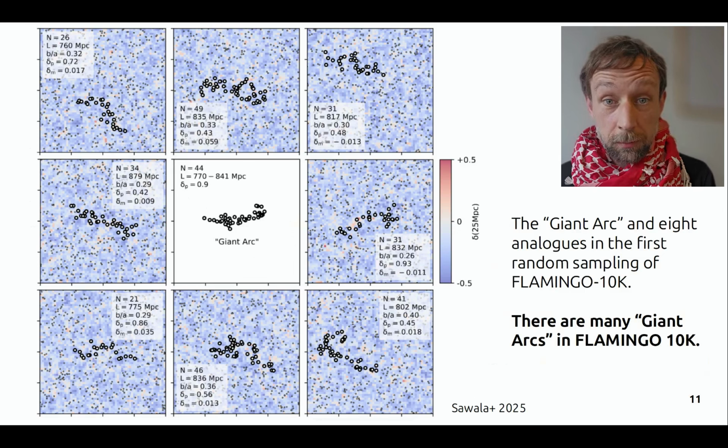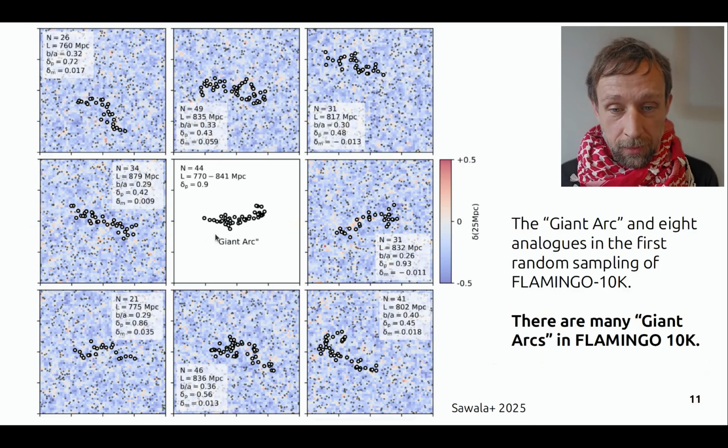So what do we find? Well, we find actually many patterns like the giant arc in the simulation. So this is just from one random sampling of the simulation, the first random sampling. In the middle you see the giant arc itself. Each panel here is 1.6 by 1.6 co-moving gigaparsecs in size. And then around it are 8 analogs in the simulation.